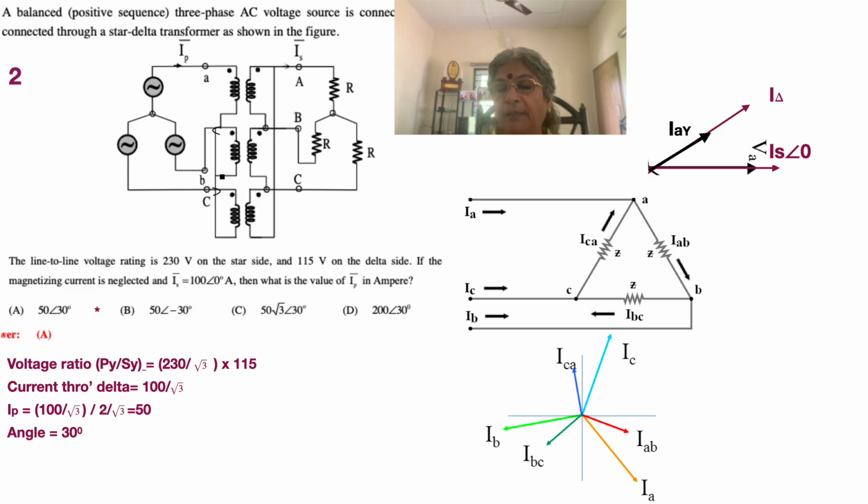That's the fourth aspect, that is if the voltages match, the currents match, and so for them to match you have to have 230 by root 3 mating with 115. So 230 by root 3 by 115 happens to be the voltage ratio, and the current ratio is its reciprocal. So simply now you put all these things together, so you see that it is going to be 50 angle 30 degrees. Okay, so now moving on to a third problem.